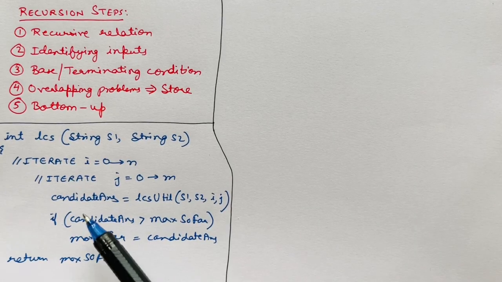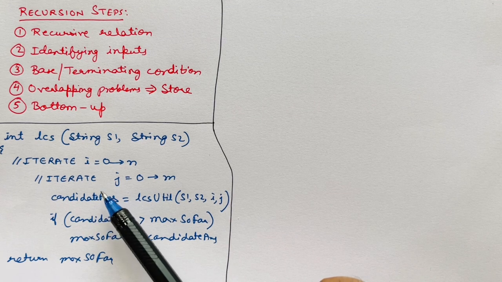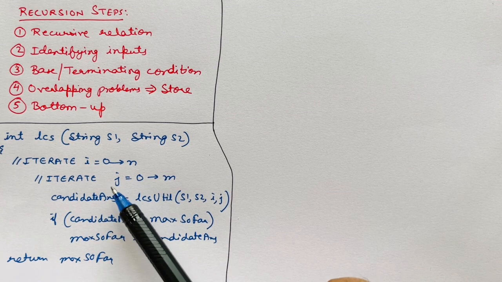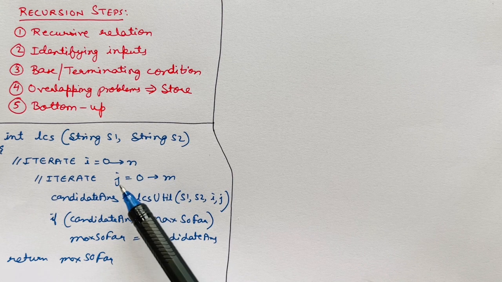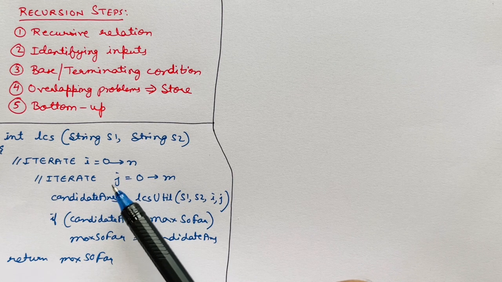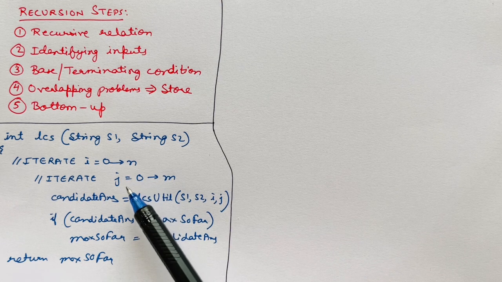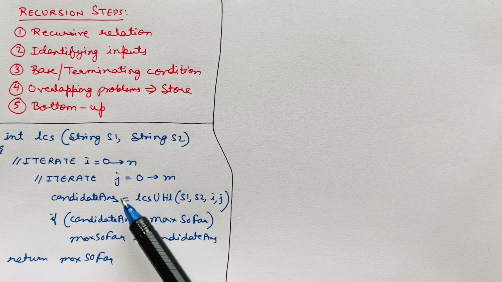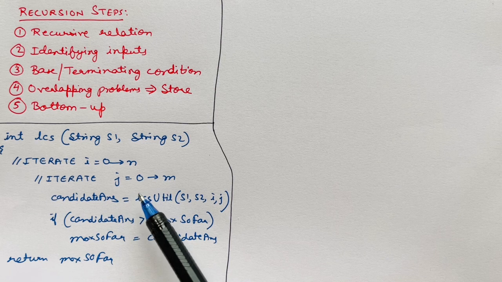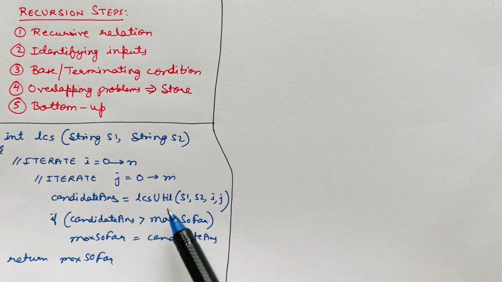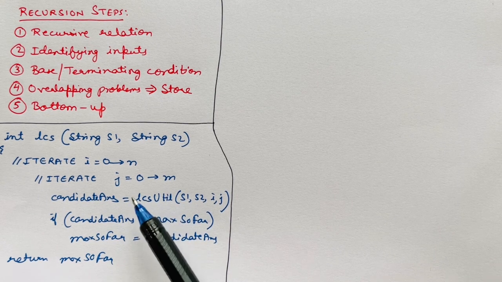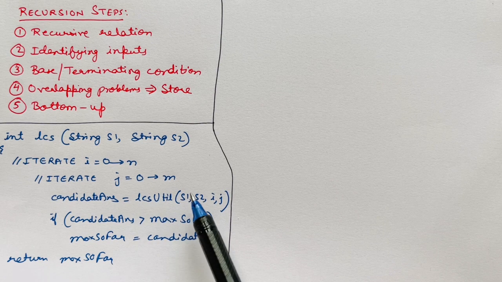Therefore, the range here for i can be from i equal to 0 till n. What does that mean? We are considering first 0 characters up to all n characters, which is s1. Similarly, j can also range from j equal to 0 till j equal to m. That means we are considering first 0 characters up to first m characters, that is the whole string s2.